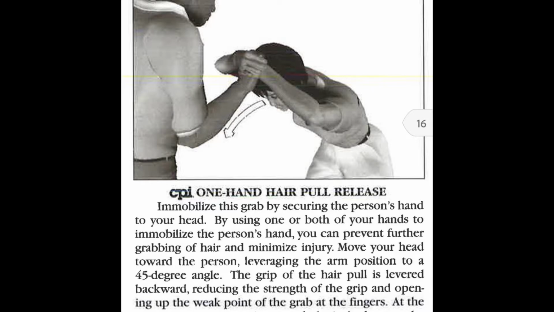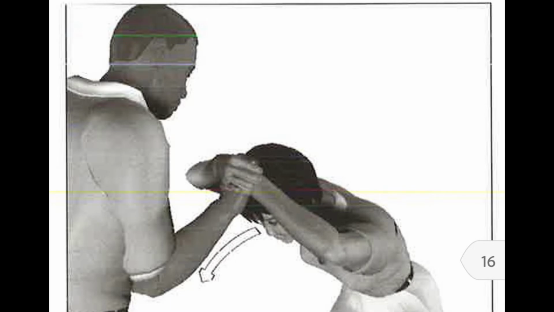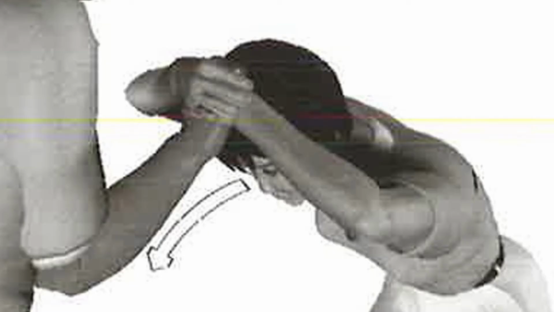All right, so we're gonna do the one-hand hair pull release. In order to immobilize this grab, you're gonna secure the person's hand to your head. We talked a little bit about that yesterday because it is kind of similar to the bite principle, but we'll talk more about that later.